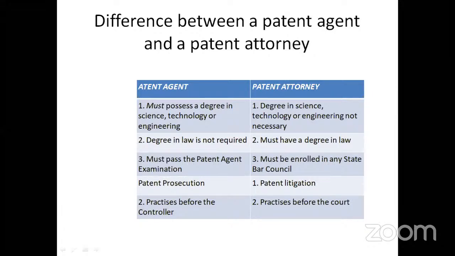A patent agent has a degree in science, technology or engineering. A patent attorney may have a degree in science, technology, engineering, but not necessarily. A degree in law is not required for a patent agent. But for a patent attorney, you must have a degree in law, and they must have enrolled in the state bar council. Patent agents take up patent prosecution, and patent attorneys take up patent litigations. A patent agent practices before the Controller General of Patents and Designs, whereas a patent attorney practices before the court. So this is a very clear distinction between a patent attorney and a patent agent.